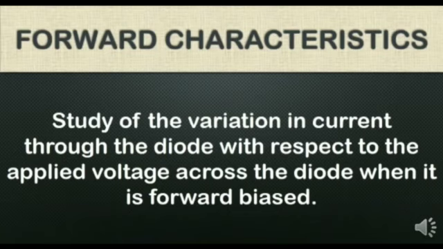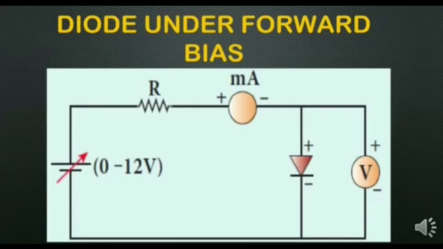The forward characteristics of a junction diode is the study of variation in current through the diode with respect to the applied voltage across the diode when it is forward biased. That is, when the P side of the diode is connected to the positive terminal and the N side of the diode connected to the negative terminal. This is the circuit containing the diode under forward bias condition.